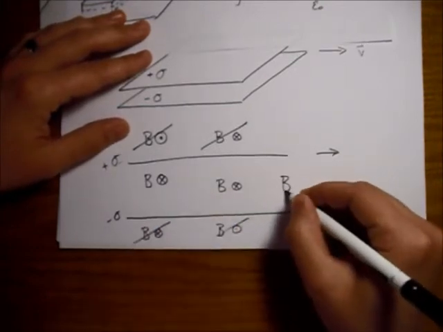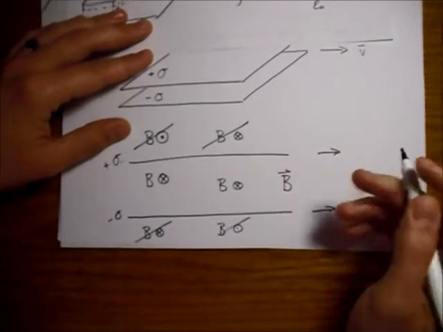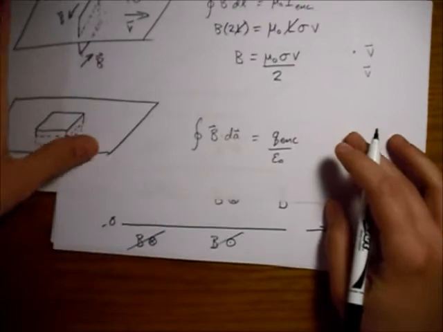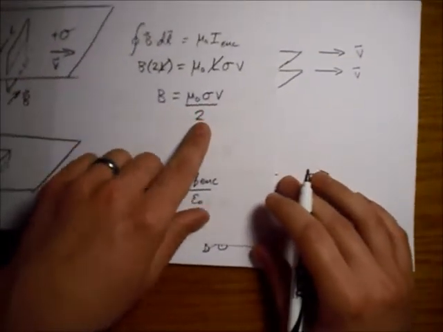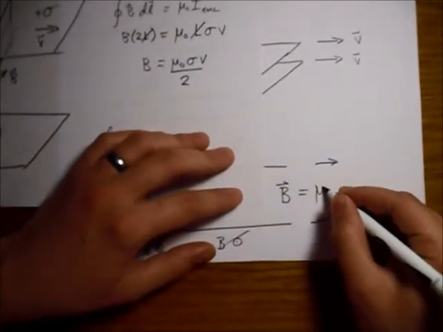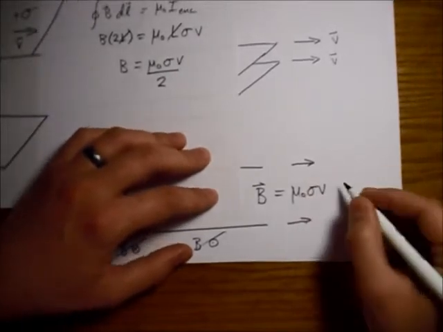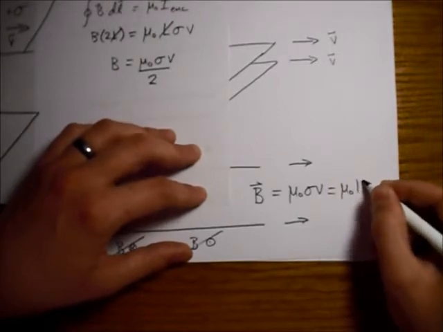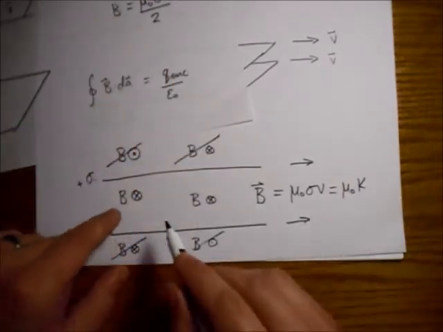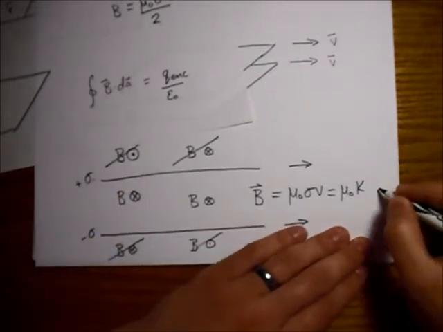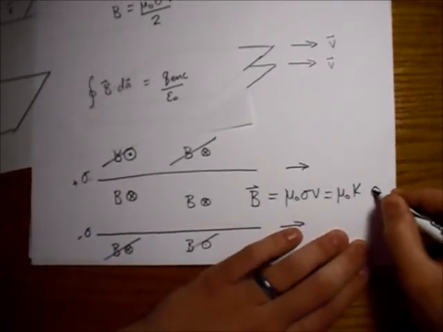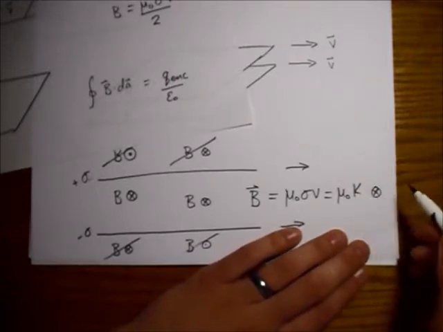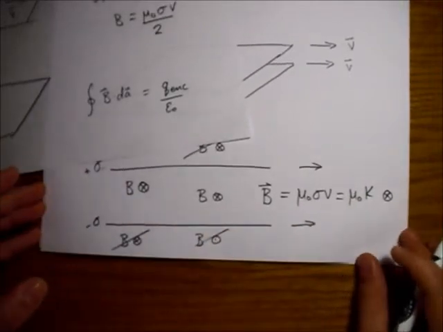So the field for the inside, I'll go ahead and put a vector on it now, and it's just 2 times this. So mu naught sigma v, which by the way, sigma v is equal to k, right? So mu naught times the magnitude of k, and for the vector part, I'm just going to draw this, the tail of the arrow pointing into the page.